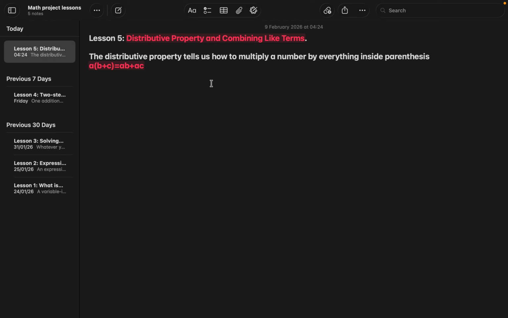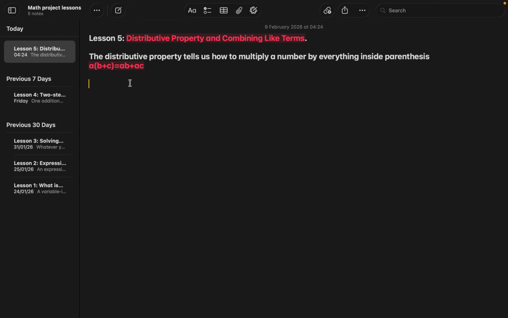The distributive property tells us how to multiply a number by everything inside parentheses. This is our rule. The number outside the parentheses multiplies each term inside. So we multiply a by b and a by c, and here we get ab plus ac.